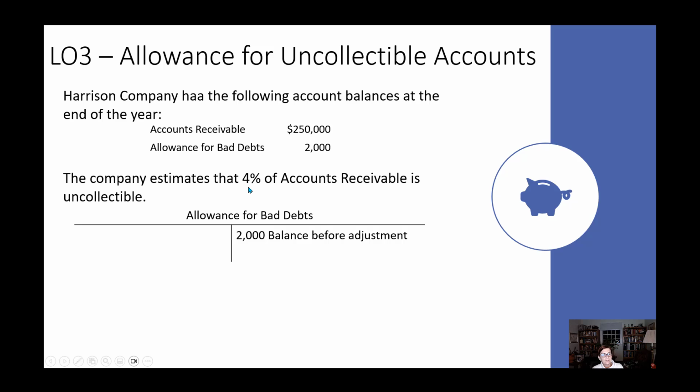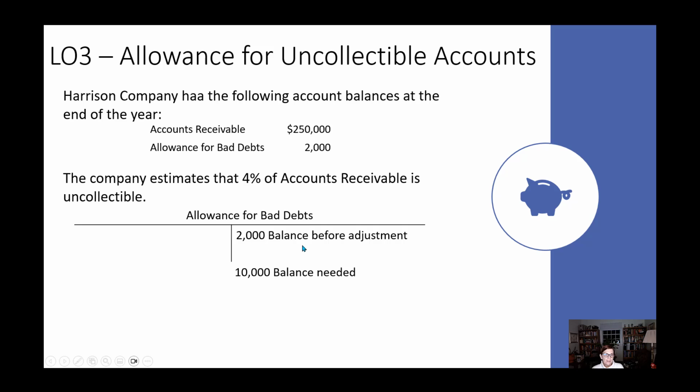So what we're saying is 4% of our accounts receivable is uncollectible. So our target balance is going to be the $250,000 times the 4%. That gives us $10,000. So we need $10,000 in this account. We currently have a credit balance of $2,000.